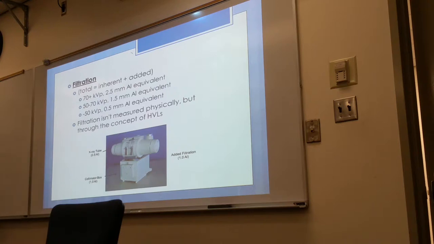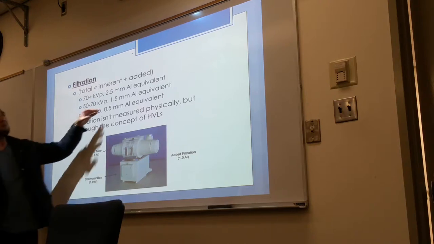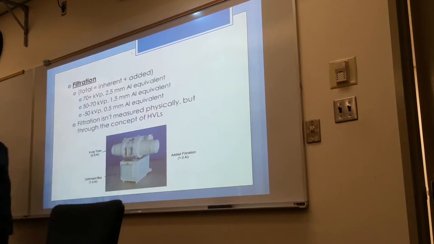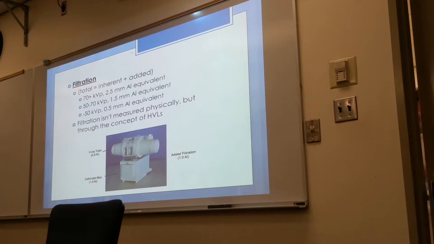Any questions? Now, filtration isn't measured physically, because we're talking about the attenuating properties of 2.5 millimeters of aluminum. So it has to have this type of characteristics. Remember how we talked about HVL, the half-value layer, over the last couple of weeks? It is the amount of material necessary to decrease the original intensity of the beam by half. So it could be aluminum, but it could be anything else. So HVL isn't a physical measurement, but the concept of using a material that has the same properties as a particular thickness of a material. All right, any questions? Don't ask me to repeat that because I can't.